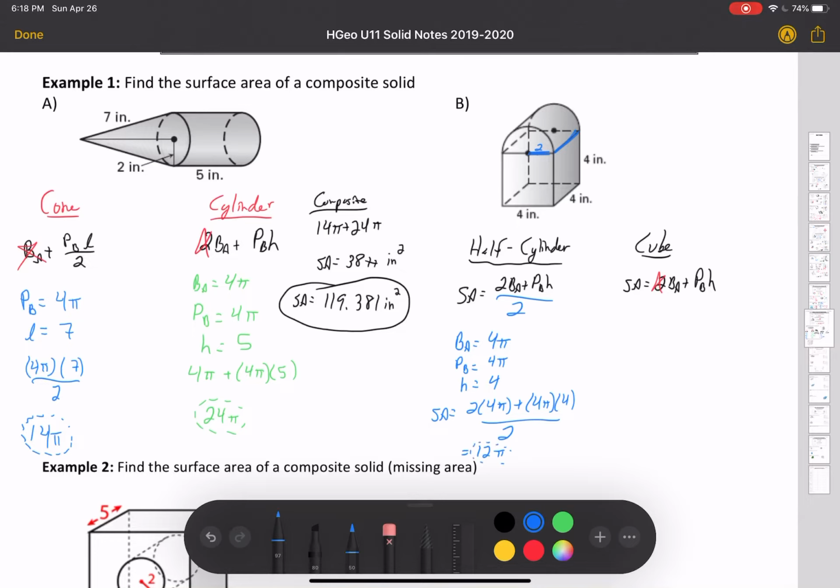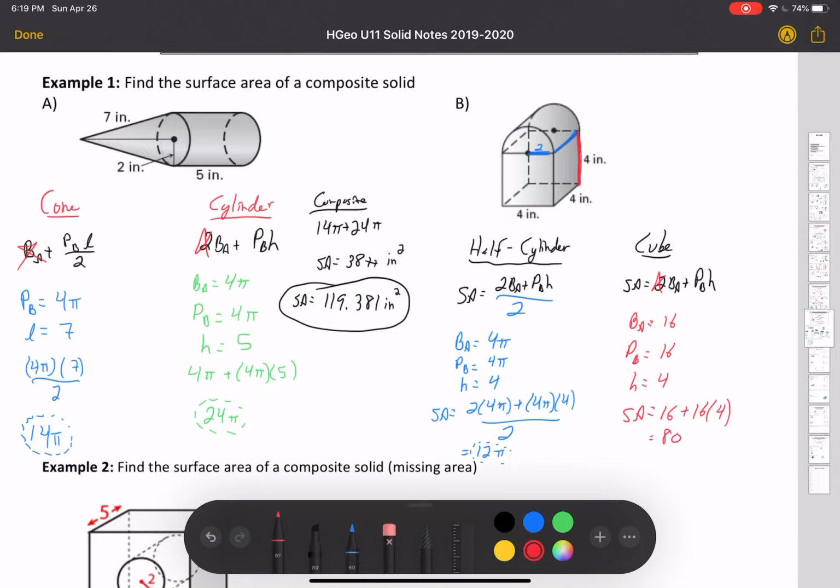Okay, so that's the half cylinder. For the cube, area of the base, that's going to be 4 times 4, which is 16. Perimeter of the base is also going to be 16. And the height of this cube is 4. So surface area there is going to be area of the base, which is 16, plus perimeter of the base, 16 times height 4. And that is going to give me 80.